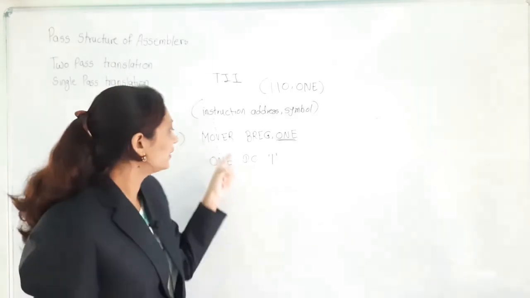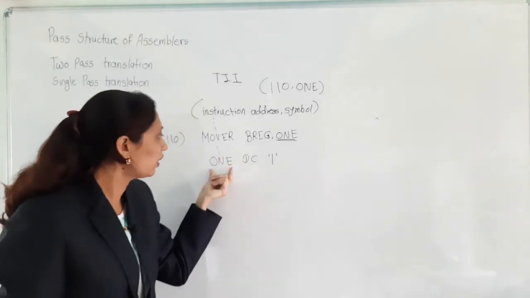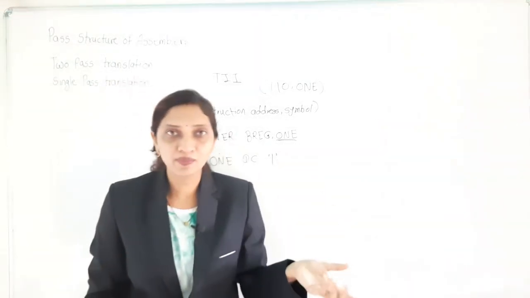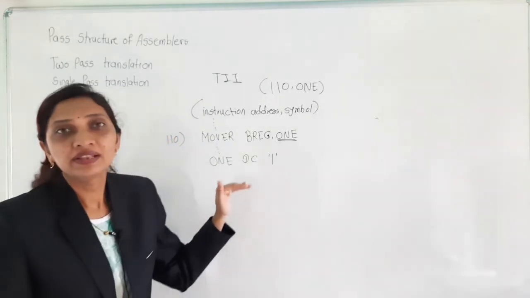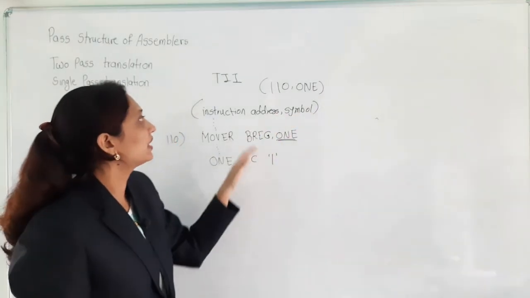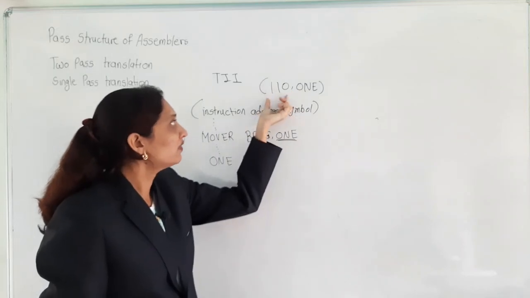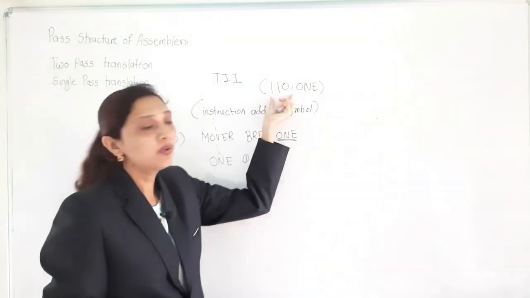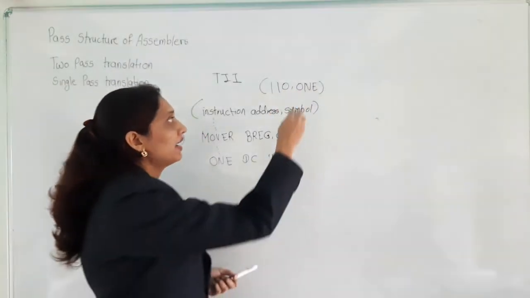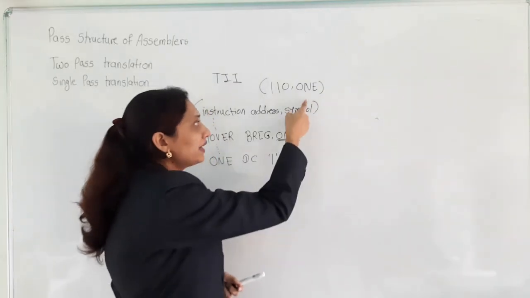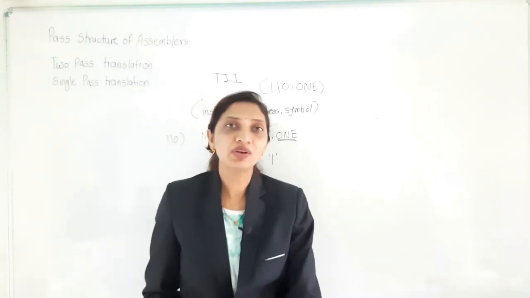After executing ONE DC 1, once the entry of ONE is made in the symbol table, when the end statement is processed, the symbol table entry is taken and the TII table entry is taken. Then it finds that at statement 110, the operand contains ONE whose address is remaining. So it takes the address from the symbol table and then that entry is made in the instruction. In this way a single pass translation model works.